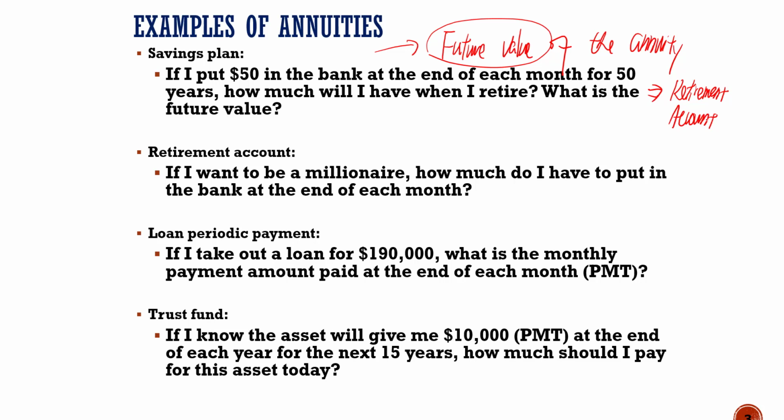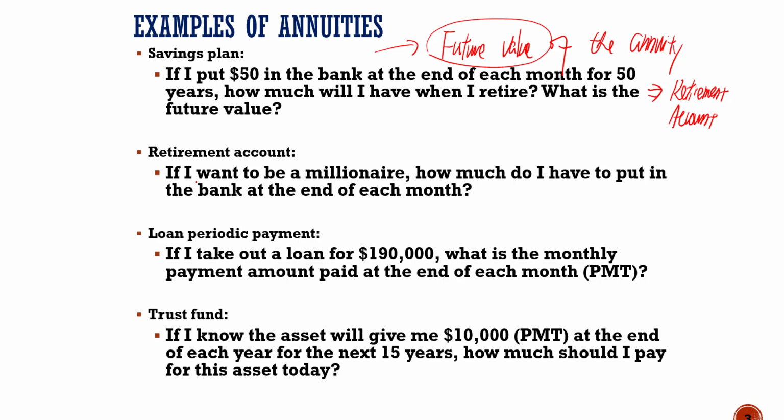You retire. And secondly, if I want to be a millionaire, how much do I have to put in the bank at the end of each month? Assuming this account generates interest, and this is also like, let's say you want to retire with $1 million, it could also be set up as a retirement account.